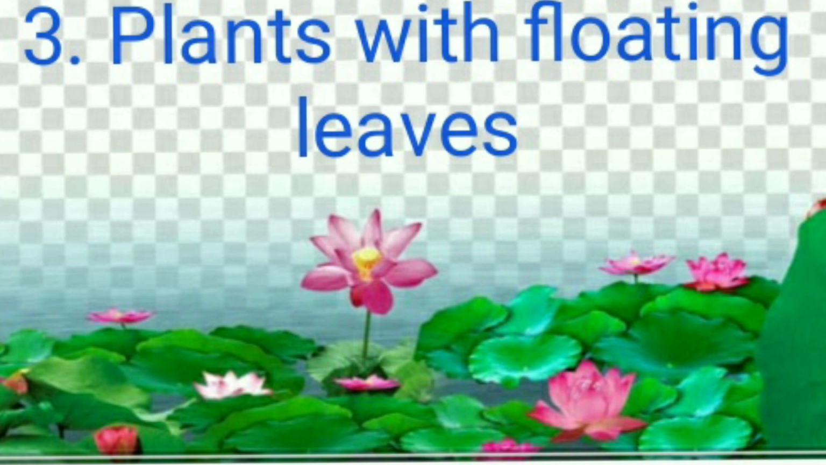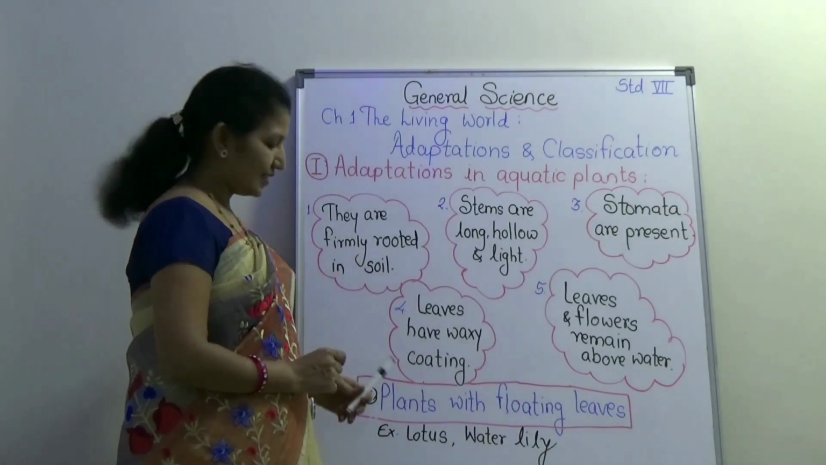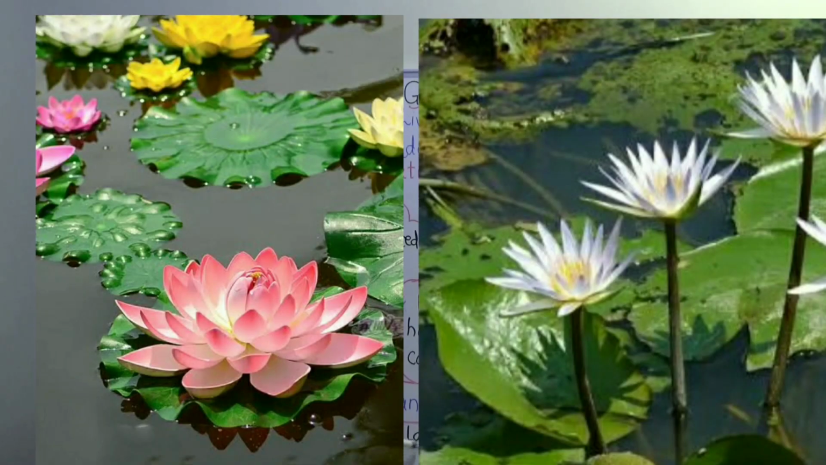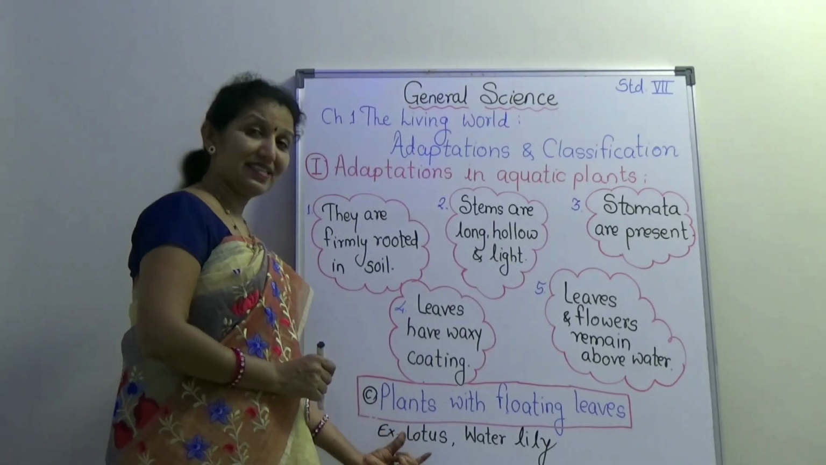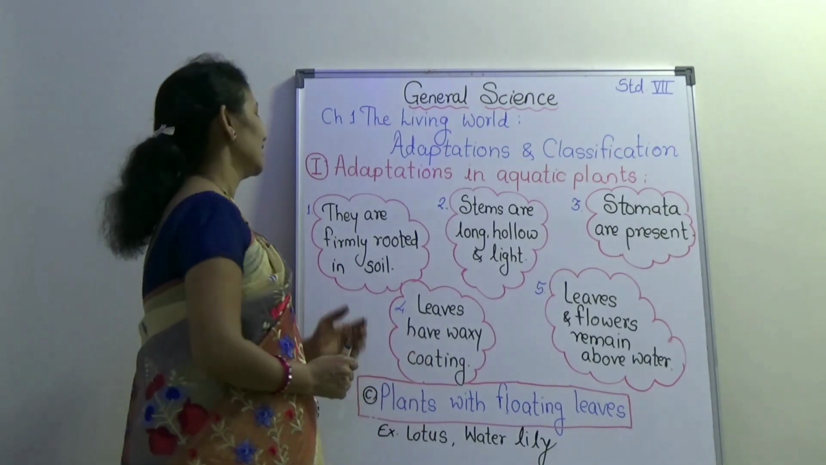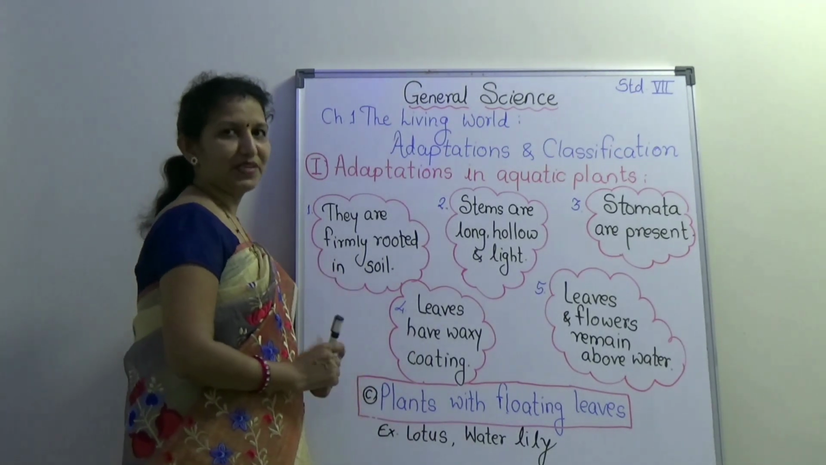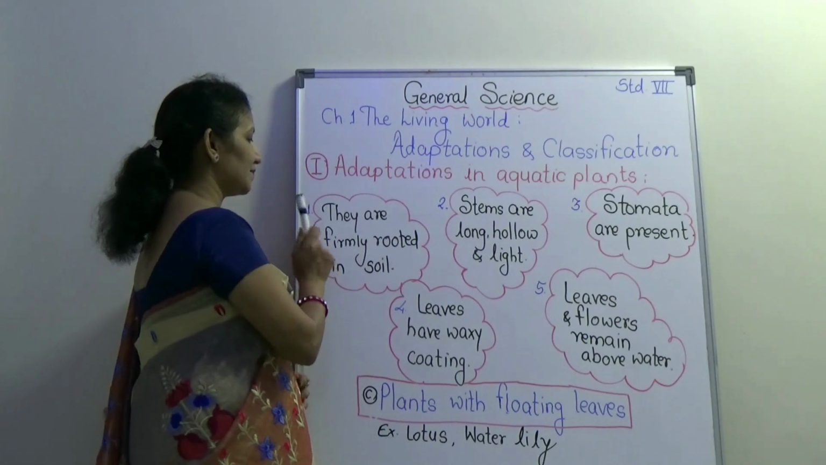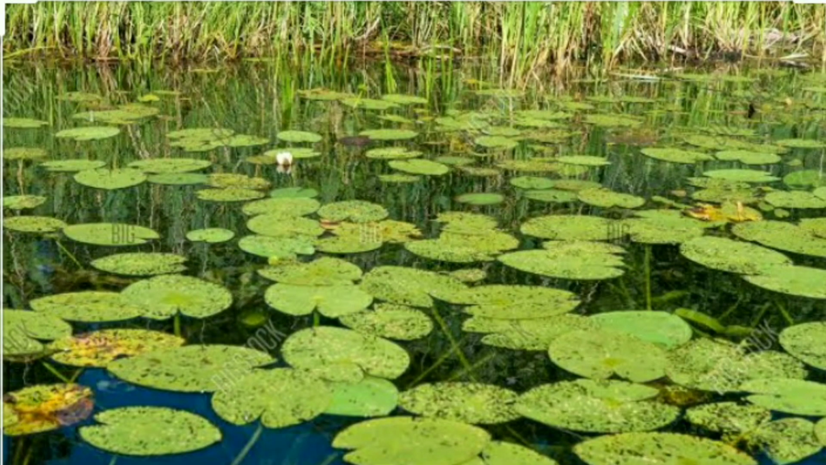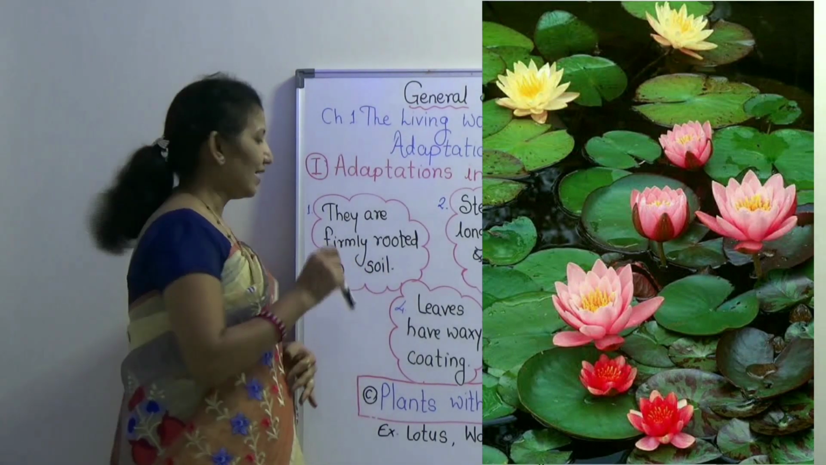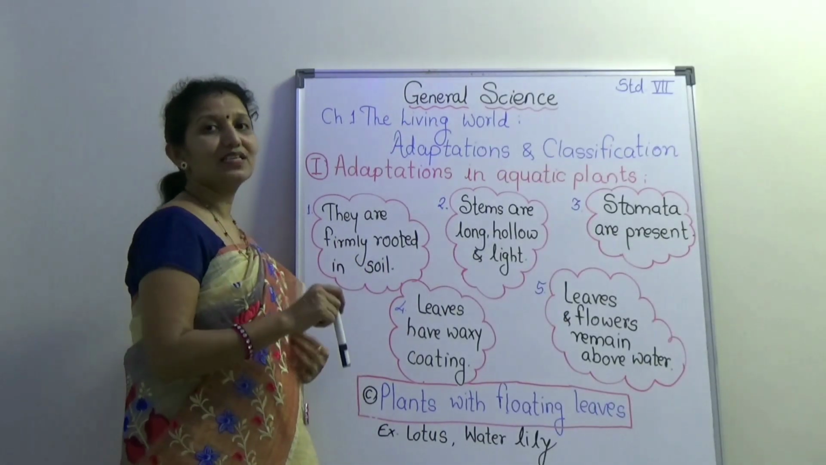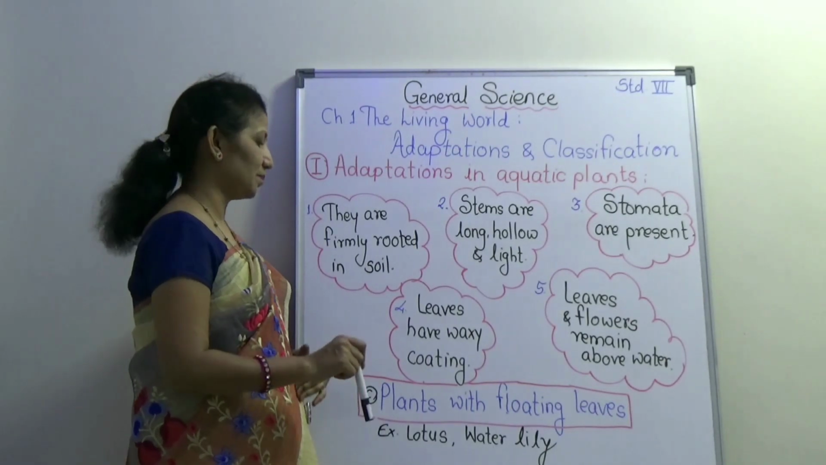Let's study the third type of aquatic plant, and this third type is plants with floating leaves. The examples of these plants are lotus and water lily. Very attractive flowers, and lotus is our national flower also. So let us see the adaptations. First adaptation is they are firmly rooted in soil. As their leaves and flowers are floating on water, they should be firmly rooted in soil. Their base should be firm.